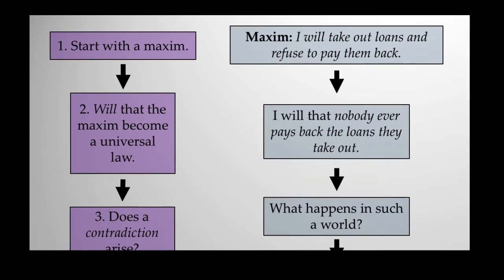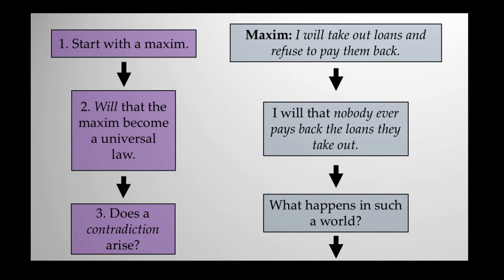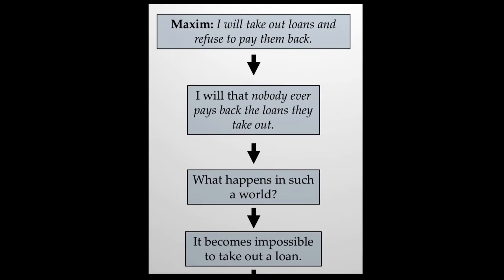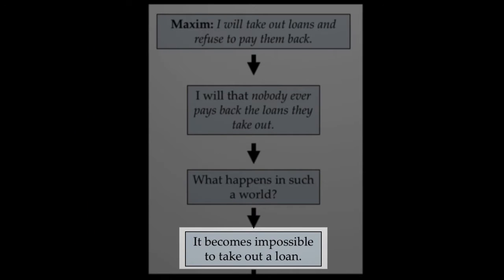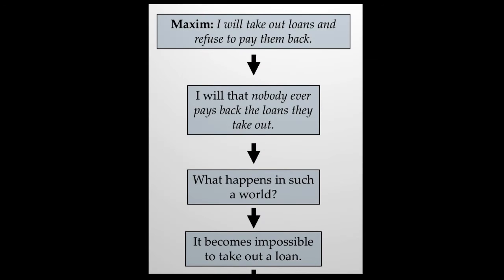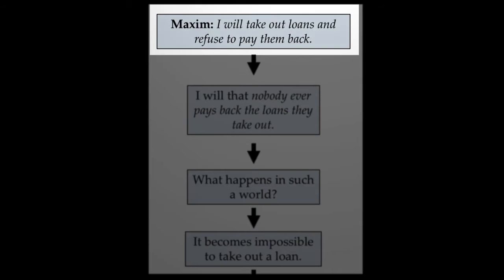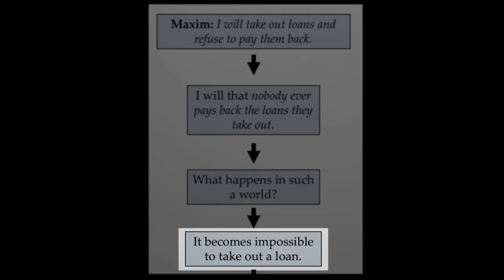And then I think, what would that world be like? Well, for one thing, it would probably lead to all sorts of economic collapse, but more importantly, probably nobody in that world would give out loans. Why would anyone give out a loan if nobody ever paid them back? You're not just going to hand out money. So in a world where everyone who takes out a loan refuses to pay it back, there are no loans. People just don't give out money in that world. So by thinking about the original maxim, I will take out loans and refuse to pay them back, by making that maxim a universal law, it becomes impossible to take out a loan.